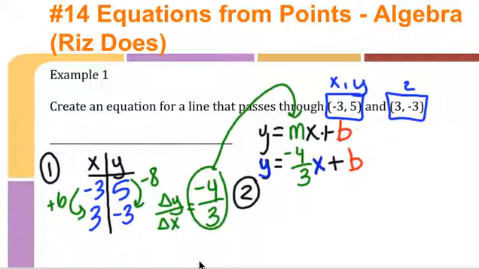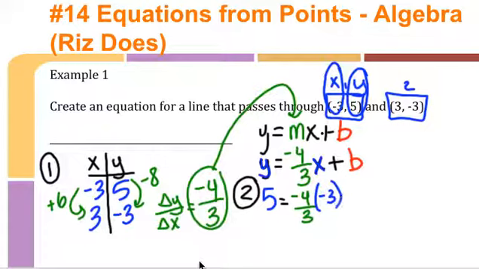So instead of y, I'm going to write 5. So 5 equals, still got my slope as -4/3, and instead of my x, I'm going to write (-3), plus b. Okay, so now I'm going to go ahead and solve this out for b.